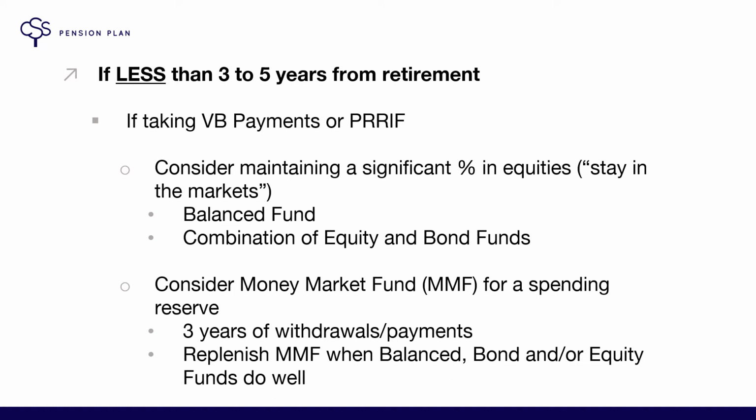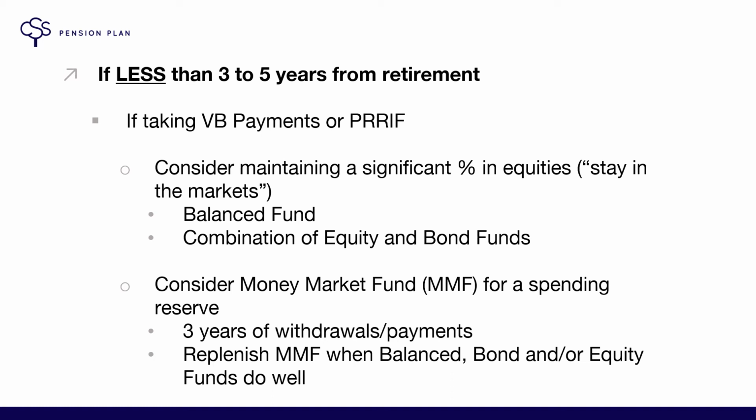You should also consider investing some of your pension funds in the money market fund for a spending reserve. The CSS Pension Plan suggests having 2 to 3 years of withdrawals in the money market fund, and that you would make your variable benefit withdrawals from the money market fund.